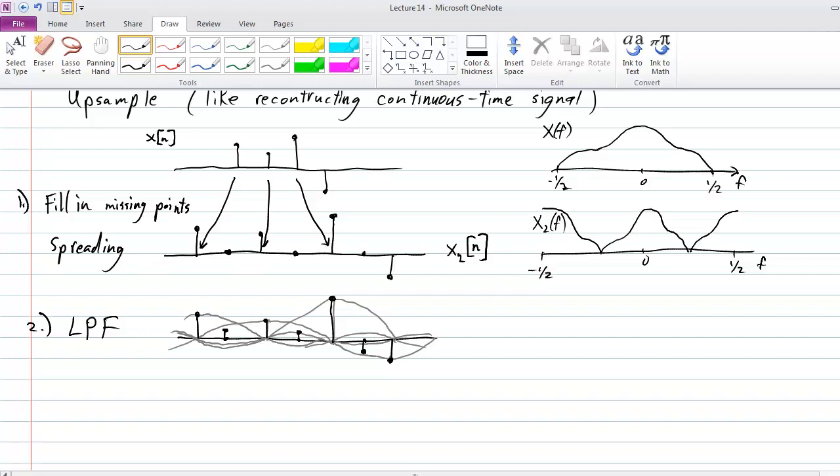And then what we're doing is a low-pass filter just to get this part of it. So the last step here, after upsampling, looks like this, from minus 1/4 to 1/4, after the low-pass filter. All right?